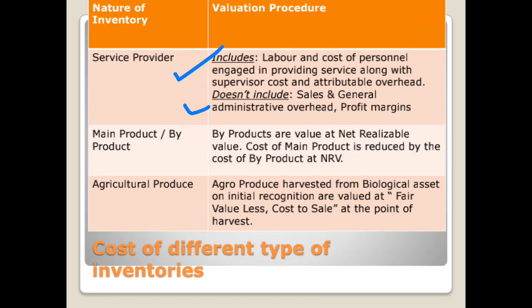In case of main product or byproduct, suppose a production line gives you a main product and a byproduct. The byproduct at the NRV will be deducted from the cost of the main product. For agricultural produce, it is fair value less cost to sell at the point of harvest.